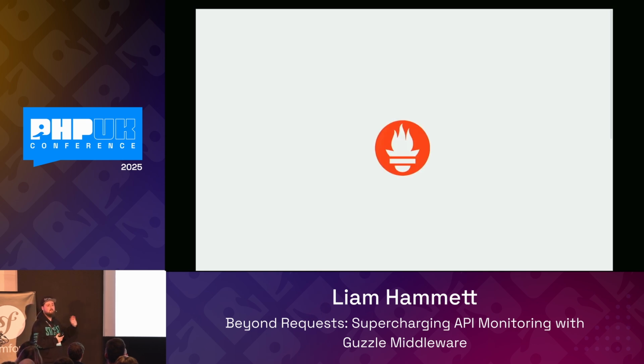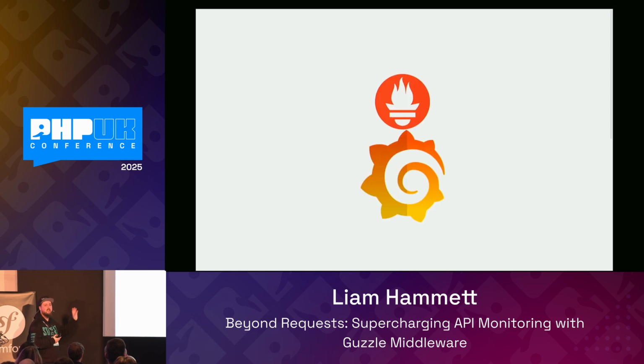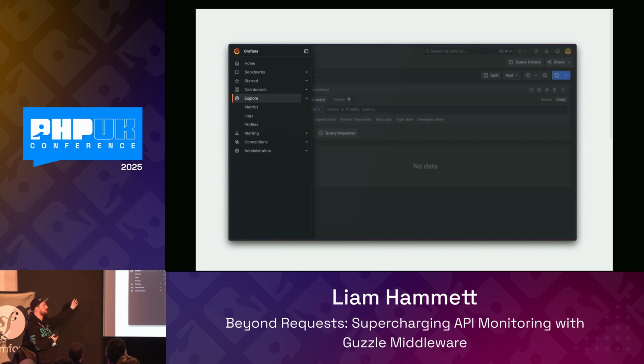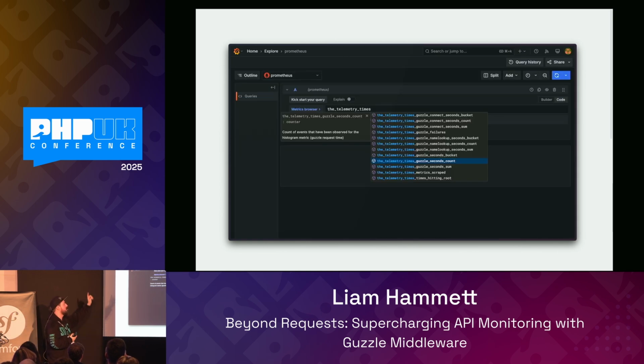But we got that data. Let's look at Prometheus and see how we can view that. Again, we're going through Grafana. So we're going to come back to our Explore view in Grafana. We're going to select Prometheus as our data source at the top left.